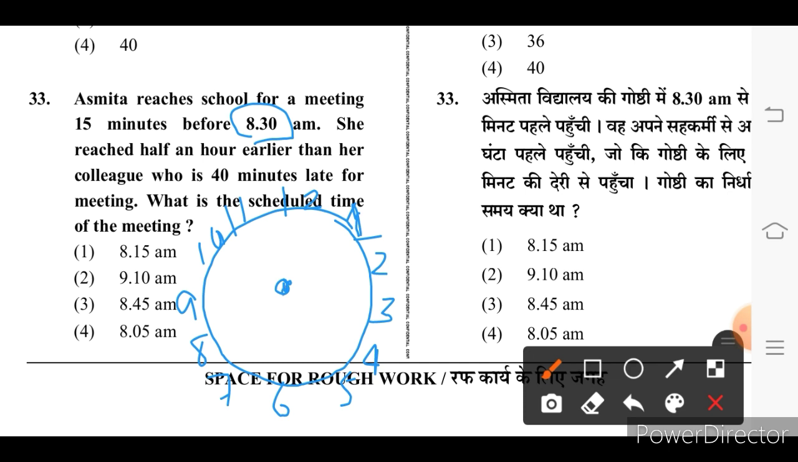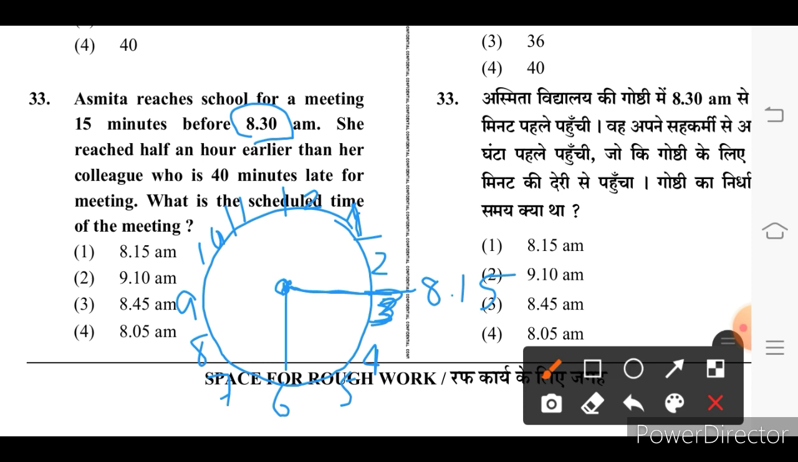Here, see this picture. In this picture, we observe Asmita reaches school for a meeting 15 minutes before 8:30. This is 8:30, and 15 minutes before 8:30 is here. So Asmita reaches at 8:15. Now she reached half an hour earlier.